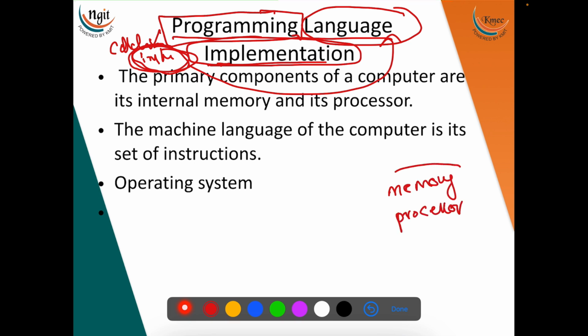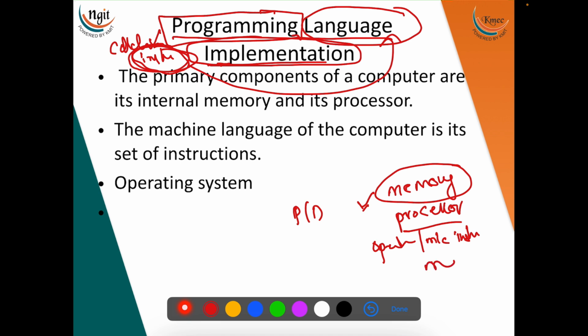Now, what do you mean by memory? Memory is a storage device, or else internal memory is used to store programs and data. And this processor is what? It's a collection of circuits that provides a set of primitive operations or machine instructions. These machine instructions are also called macro instructions.